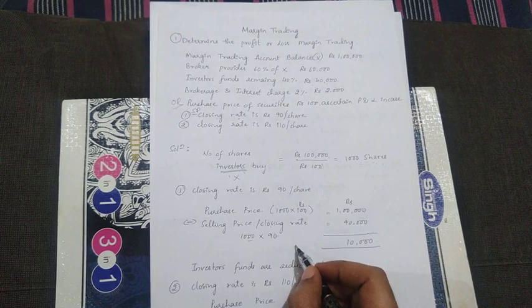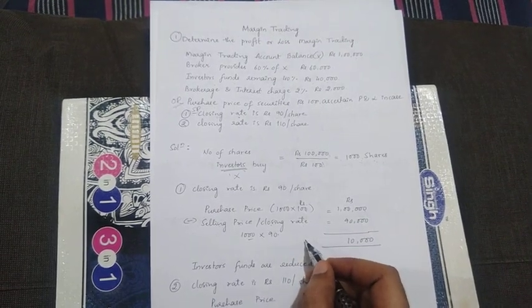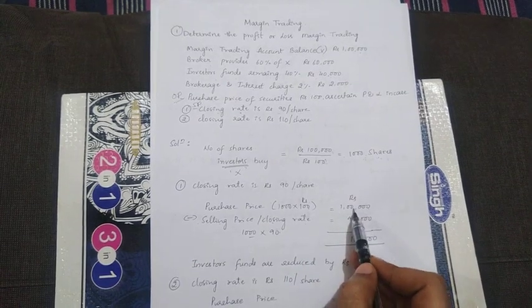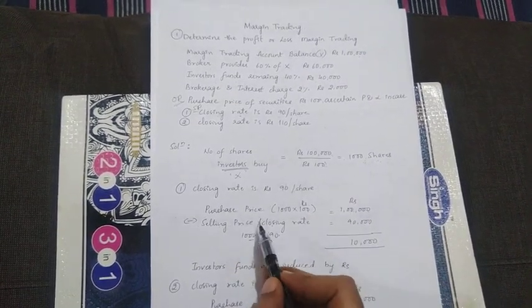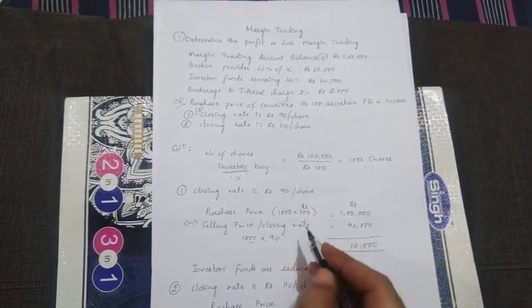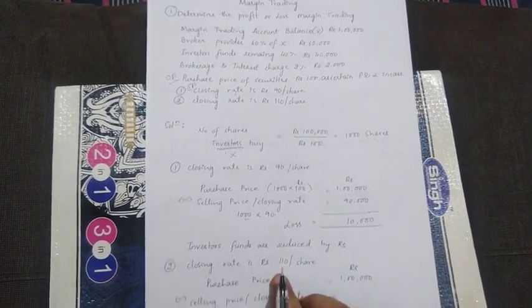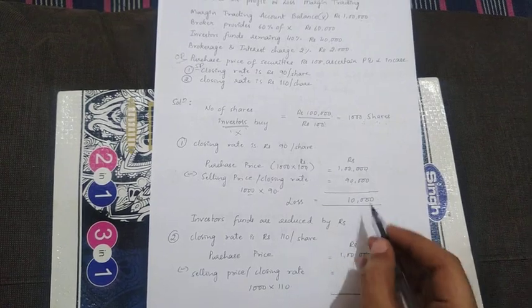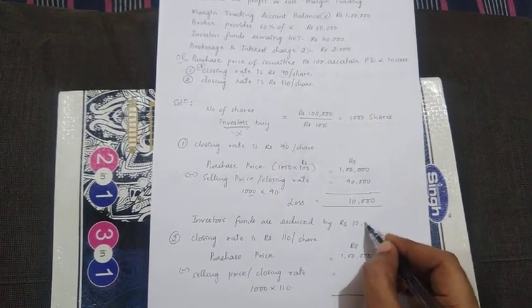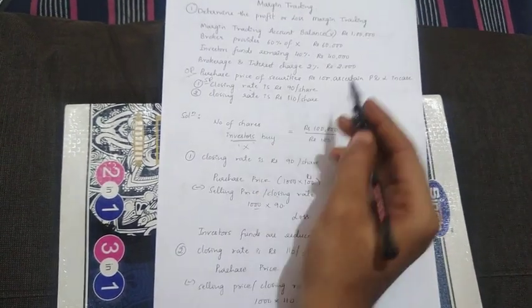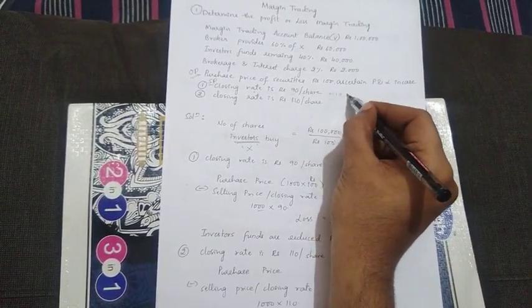Is the 10,000 a loss or a profit? How can we know? We purchased at 1 lakh rupees but sold at 90,000, which is nothing but a loss. So the investor's funds are reduced by how much? 10,000. This is the conclusion about the first case: we lost 10,000 here.